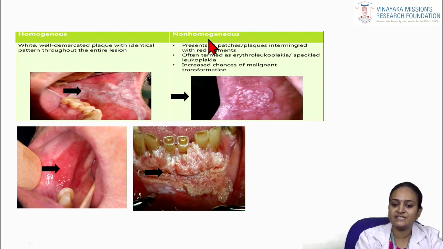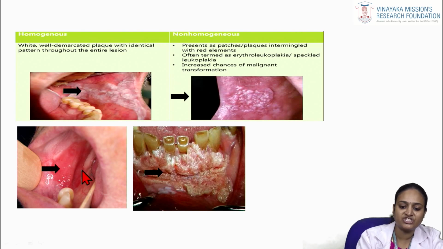A non-homogeneous lesion is present as patches or plaques intermingled with red elements. It is often termed erythroplakia or speckled leukoplakia. There are increased chances of malignant transformation. So this is another example of erythroplakia. Here you can see only the red lesion. Here is an example of verrucous or verruciform leukoplakia. You can see the proliferation of verrucous leukoplakia here.